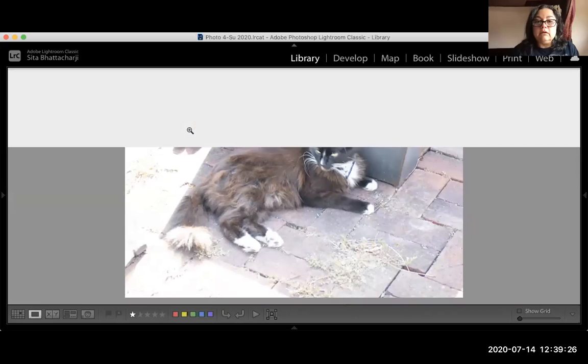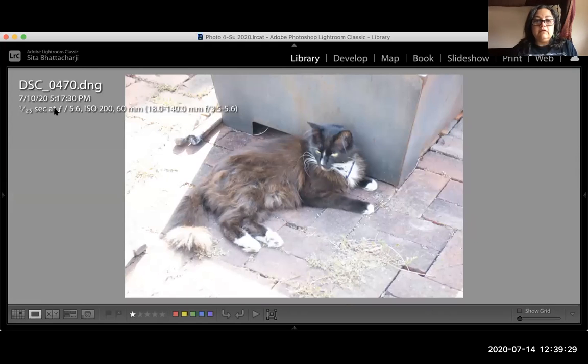Let me bring up the information here. So can you guys see this information on the screen? It says DSC 0470 and so on. Yes. Okay, good. So this is in Lightroom, and I imported these images into Lightroom, which we went over, and hopefully you have been doing. And if you click on the letter I on your keyboard, you can bring up information about your image. So let me just go over that right now.